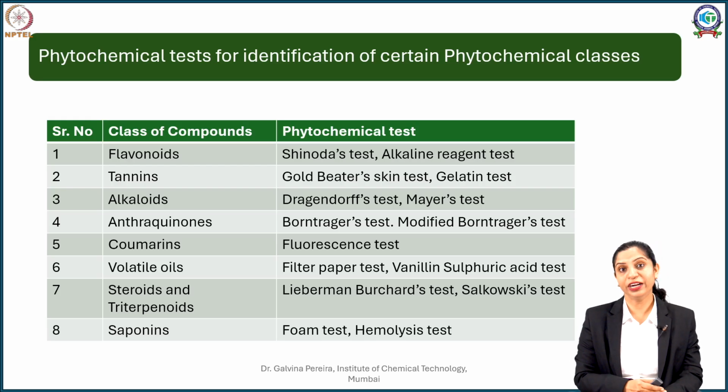Then in your unit 5 or week 5, we saw alkaloids, and because of their nitrogen content they gave you a positive Dragendorff's test, which uses potassium bismuth iodide reagent and gave an orange precipitate, whereas with Mayer's test, which uses potassium mercuric iodide, you got a whitish precipitate.